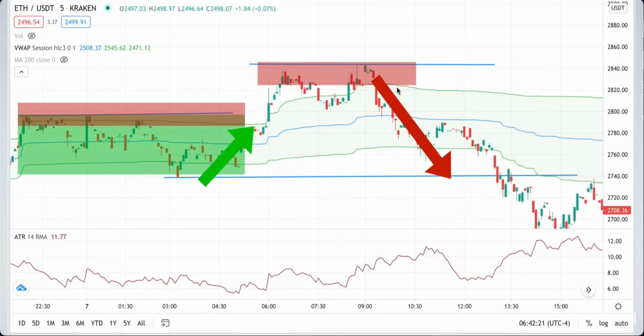This trade, around 2820 getting in, seeing it down through the VWAP is a profit of around 3% or so if you are shorting Ethereum at this time.